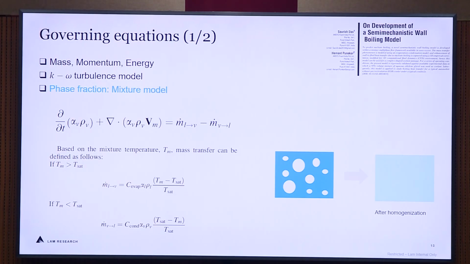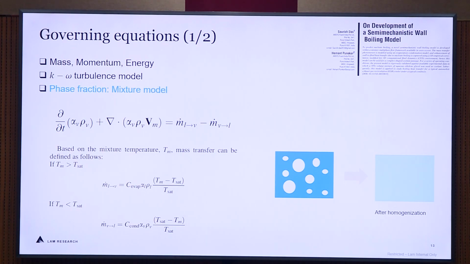In the CFD grid, it solves the mass, momentum, and energy equations, and it solves the K-omega turbulence model, because though the boiling heat transfer is high, we still want to capture the single phase heat transfer, and also we want to capture the phase fraction. For that, we use the mixture multiphase model.